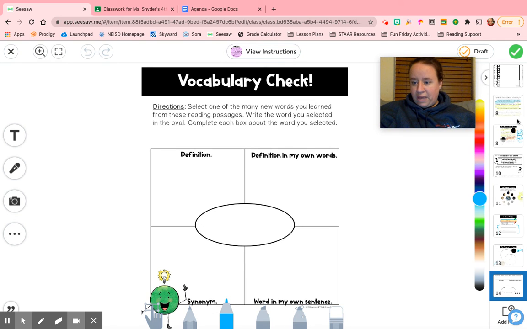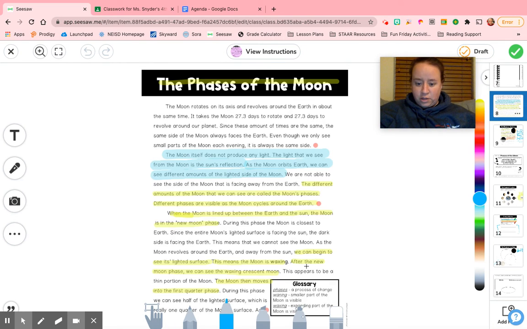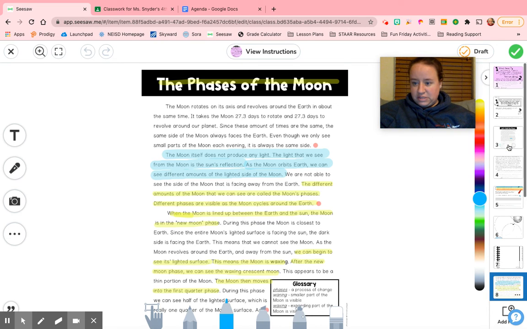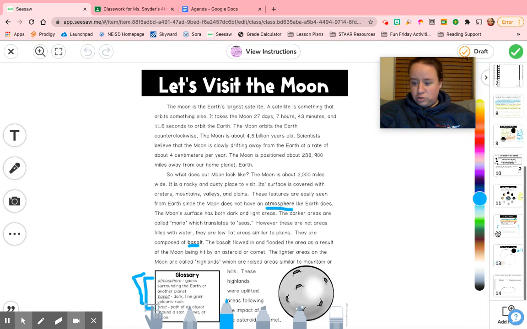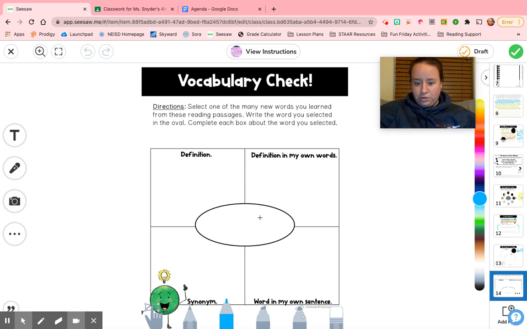So we went back and we looked at some of these vocabulary words. So you have a glossary here on the second story, and then you have a glossary here on that first story. So we picked one of the words, we put it in the middle here. We put the definition in our own words. We put the actual definition. Synonym is a word that means the same thing, and then using the word in your own sentence.